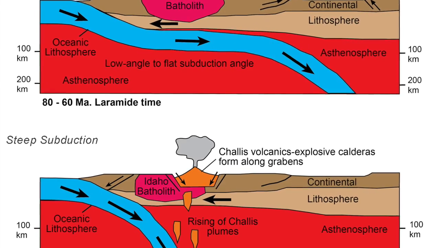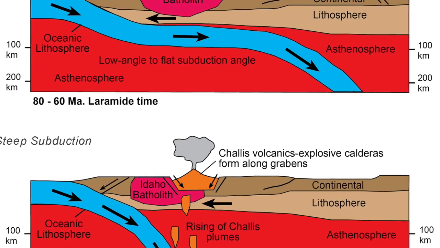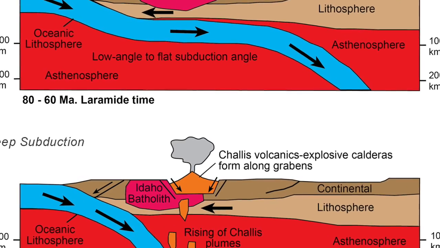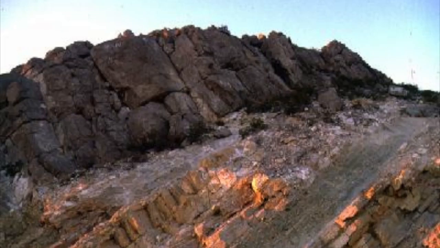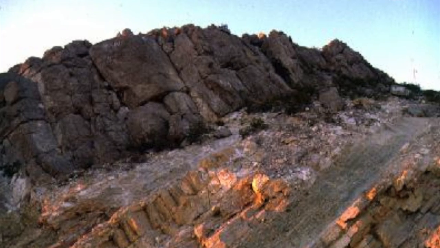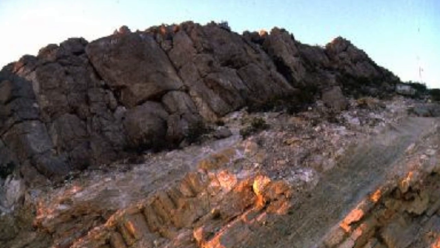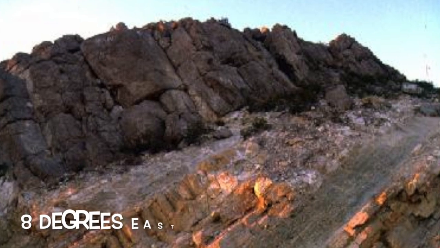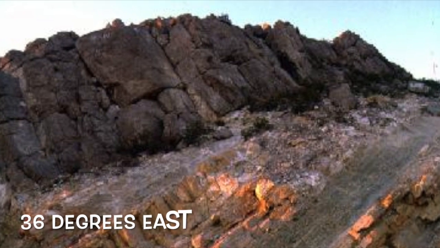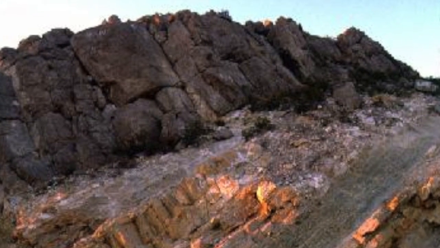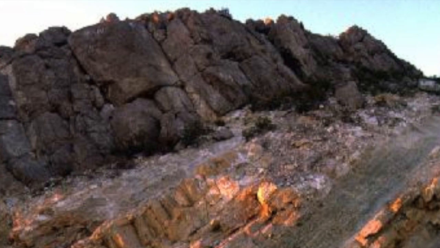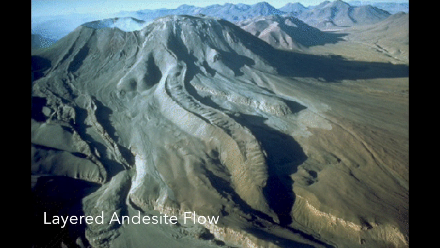High-angle, northwest trending, post-Challis normal faults are present as straight contacts between Challis volcanic groups and Paleozoic rocks. There is a consistent tilt toward the east at an average orientation of 8 degrees east and 36 degrees east. The regional tilt is clearly visible in thick sequences dominated by layered andesite flows and breccia.